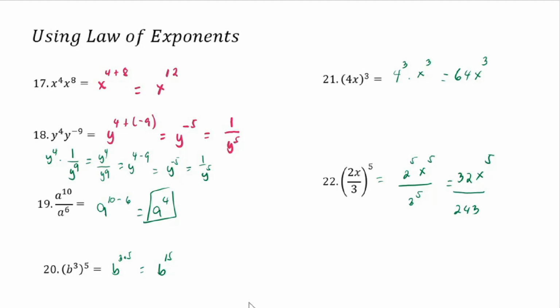Take note, with 2 raised to 5 over 3 raised to 5, we cannot subtract the exponents, or we cannot apply the quotient rule or division law of exponents, since the bases are different. Take note, we can only subtract or add the exponents if the bases are the same.